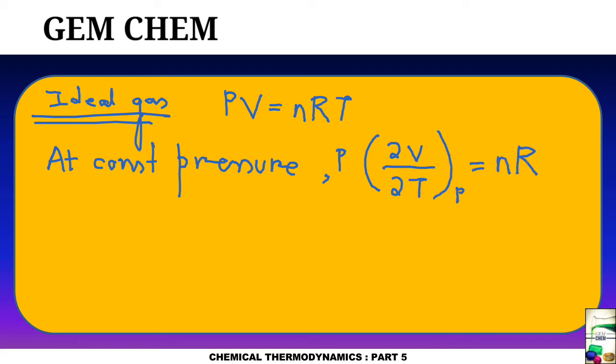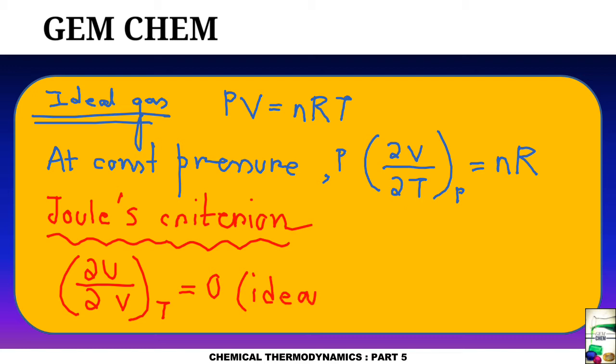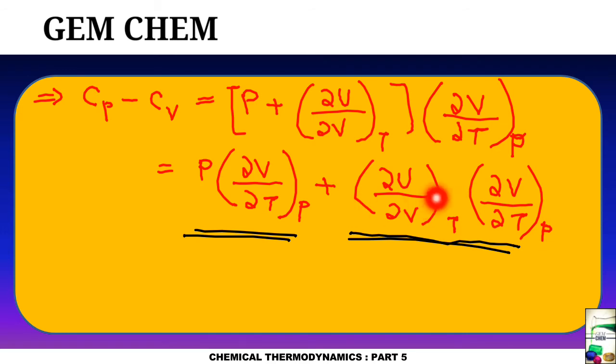We can write it. And one thing which we have not seen till date is Joule's criteria. We will deal with it in detail in some other video, but for now it is enough to understand that Joule's criteria says that for ideal gas, del U by del V at constant T is equal to 0 only for ideal gas, and for non-ideal gas or van der Waals gas, this is not equal to 0. So this is Joule's criteria. So now we have obtained the value of P delta V by delta T at constant P, and we know this one is 0. So right now on substituting this one, we are going to get Cp minus Cv. So let us see.